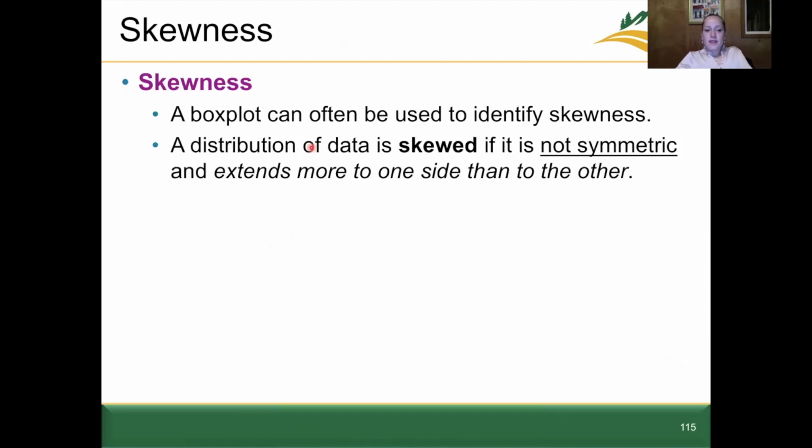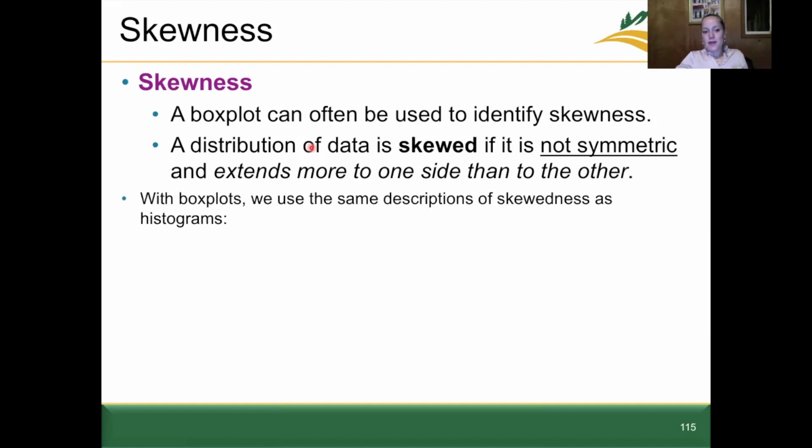Now, we talked about skewedness looking at histograms. We can also look at how data sets are skewed looking at these box plots. Now recall that skewedness is a distribution of data that's not symmetric. So in other words, it extends more to one side or the other. So we could visualize that pretty easily with histograms.